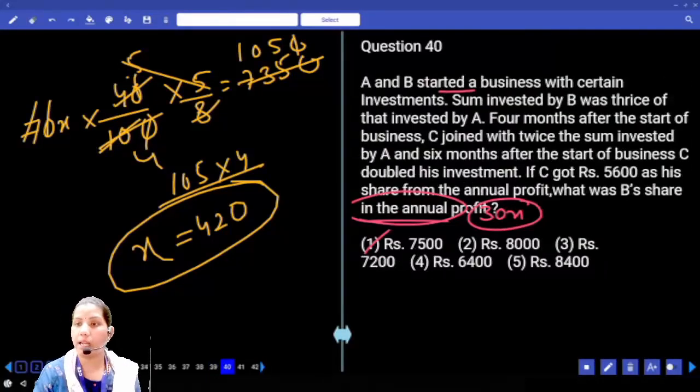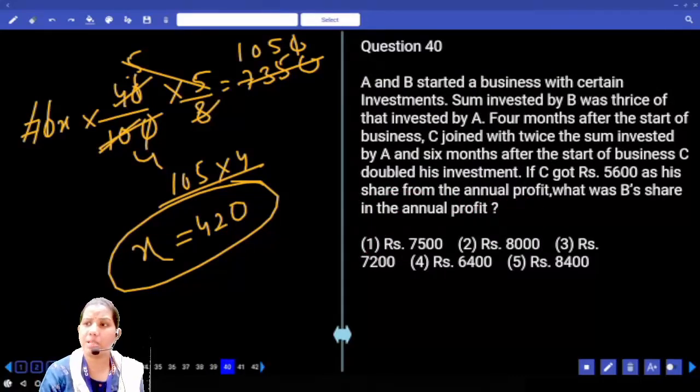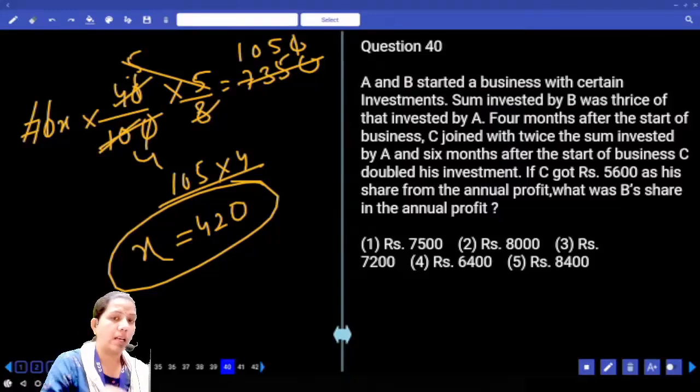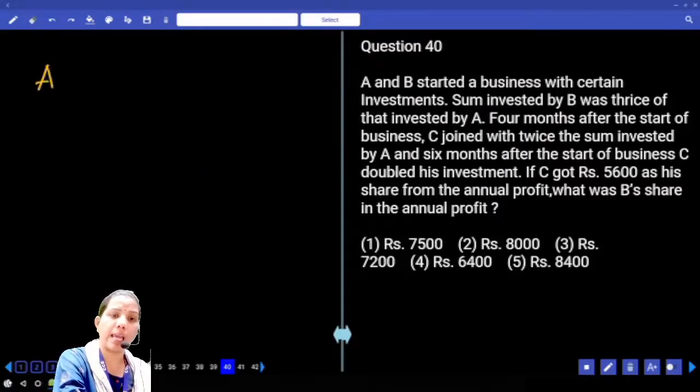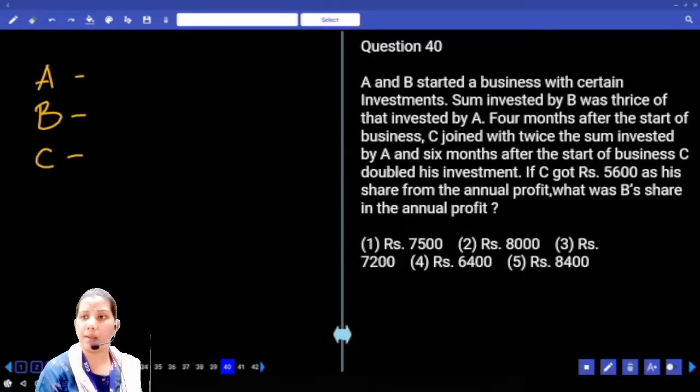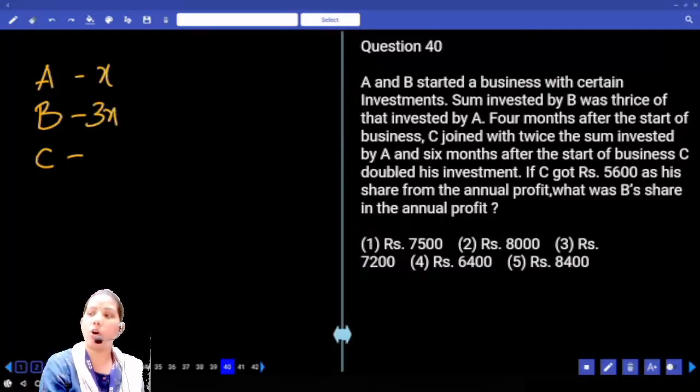Next, question number 40. A and B started a business with certain investments. The sum invested by B was thrice the investment of A. Actually there are 3 persons in the business, so A, B, C. A and B started the business. My assumption is A's investment is x. Then what is B's investment? 3x. 4 months after the start of the business, C joined with twice the sum invested by A.